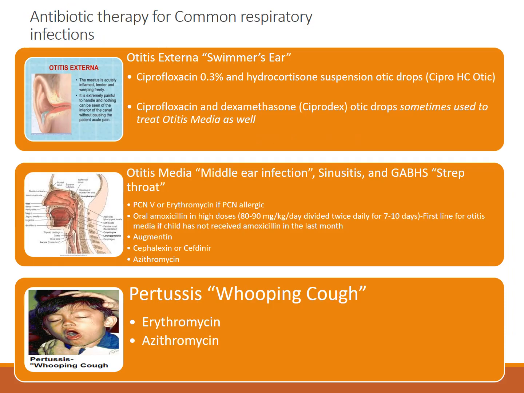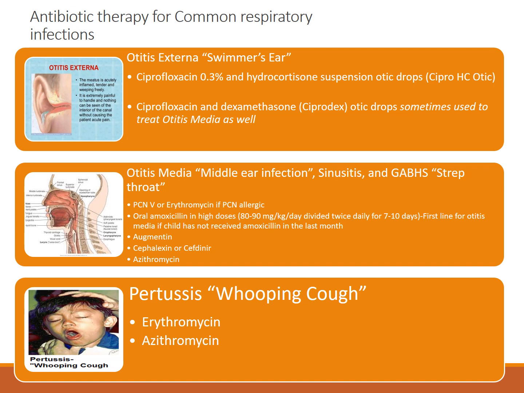All right, so common antibiotic therapy for respiratory infection. So otitis externa or swimmer's ear, they may do the Cipro drops, Cipro HC Otic. They may do something called Ciprodex, which is ciprofloxacin or Cipro with dexamethasone. So otitis externa is just the external part of the ear is sore and infected. So it's not all the way in the middle ear. It's in the outer part of the ear.